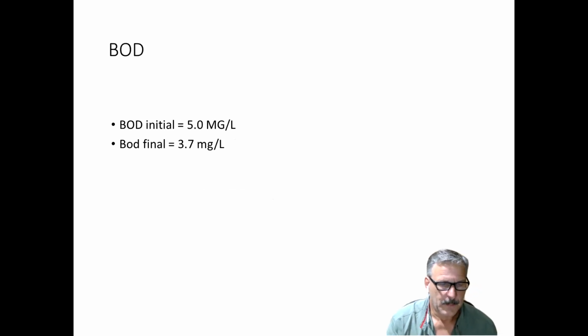There will be probably 1 or 2 questions centered on calculations on BOD and how to figure a BOD from a lab result. BOD results are basically you take your initial BOD, in this case it's 5 milligrams per liter, and then your result after 5 days, it's 3.7 milligrams per liter. And it wants to know what the BOD is.